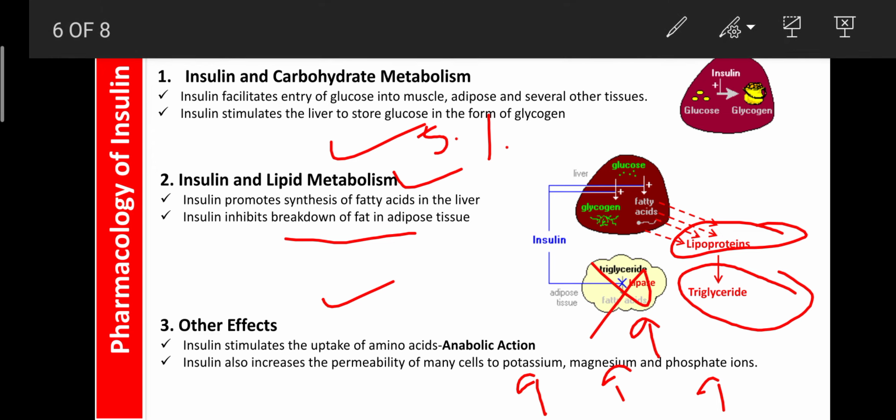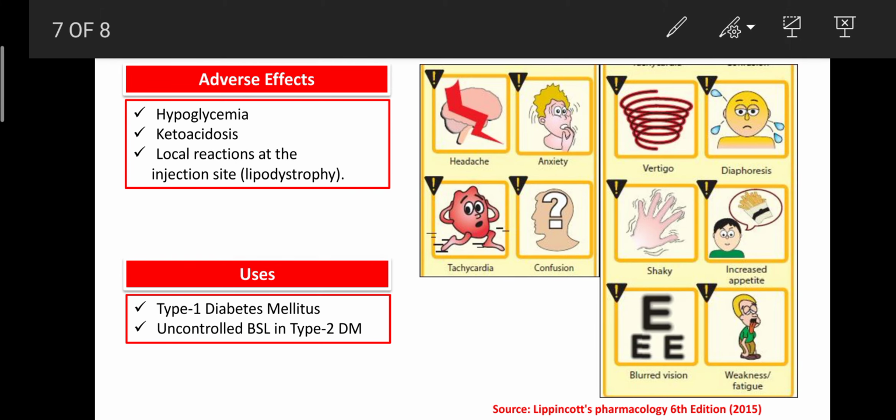So next, regarding ADR. Insulin mainly causes hypoglycemia, that is, the sugar level decreases more than normal. It is one of the common ADRs during insulin therapy. Regarding the symptoms of hypoglycemia, initially a headache occurs because of the deficiency of glucose to the brain. Anxiety occurs, that is fear, vertigo, diaphoresis, tachycardia, confusion, shaking movement of the body, increased appetite, blurred vision and weakness.